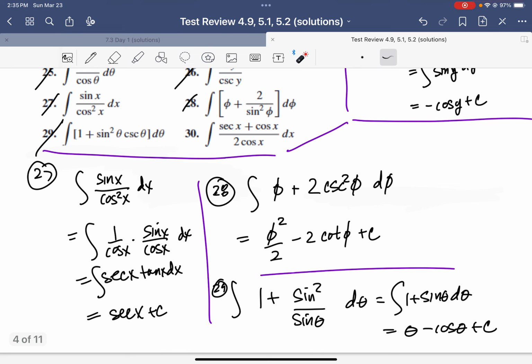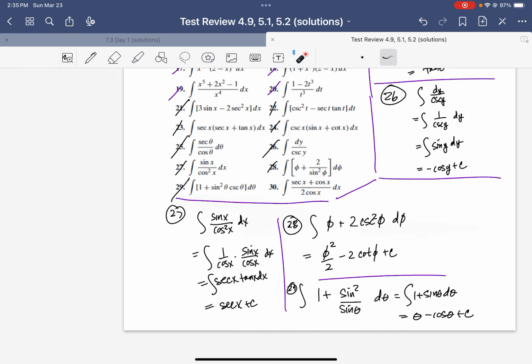All right, 29 is this. We're going to rewrite cosecant as 1 over sine. When you do, these cancel out, and it gives you this. And so the antiderivative of 1 is theta, and of sine is negative cosine.